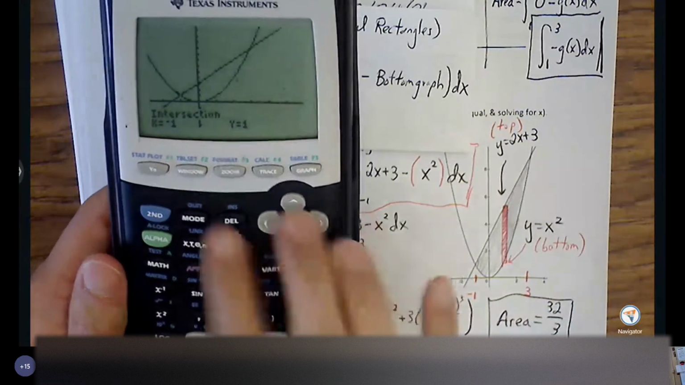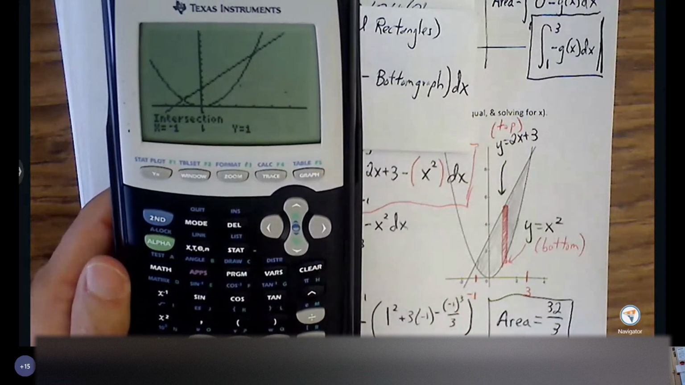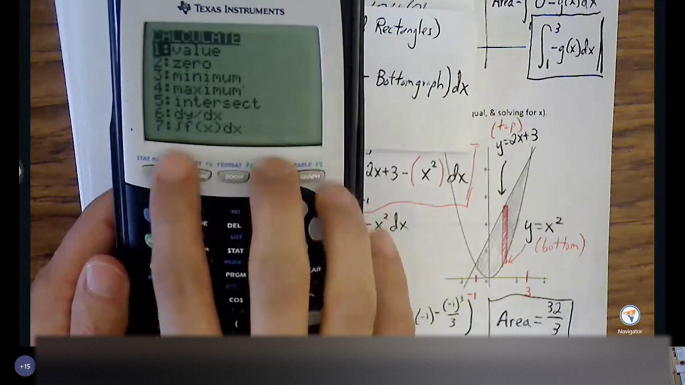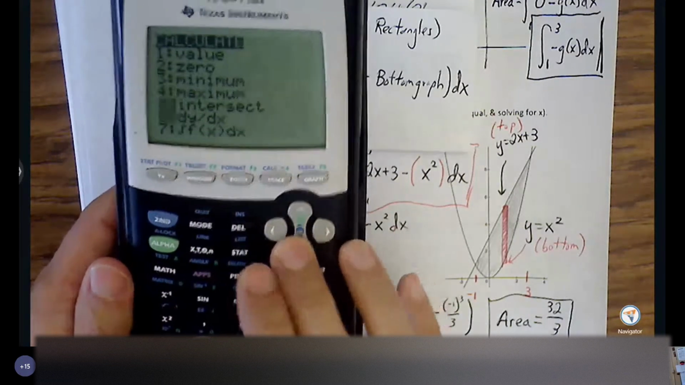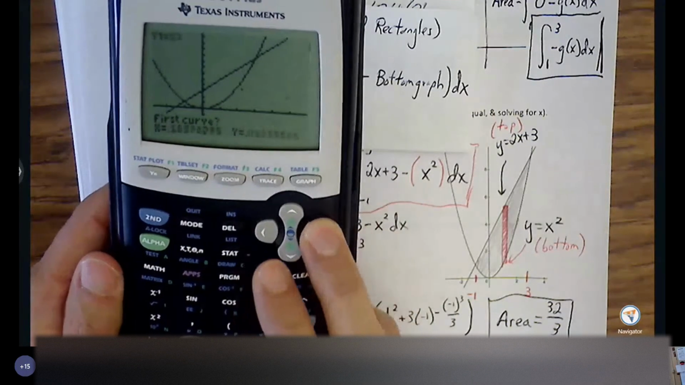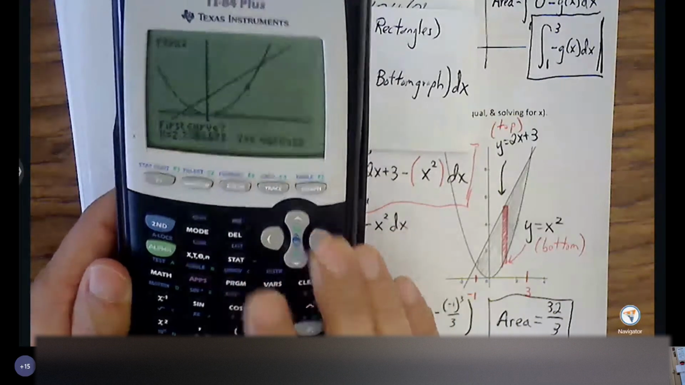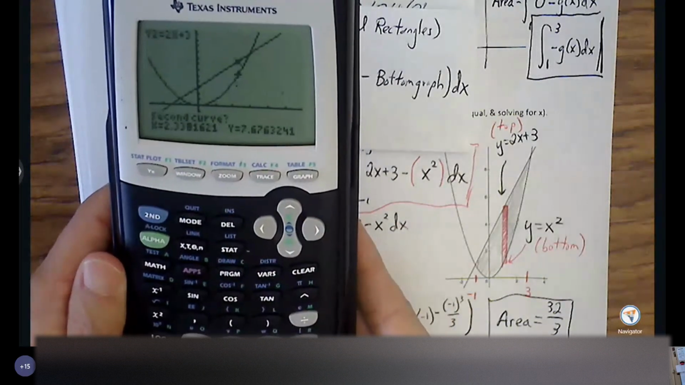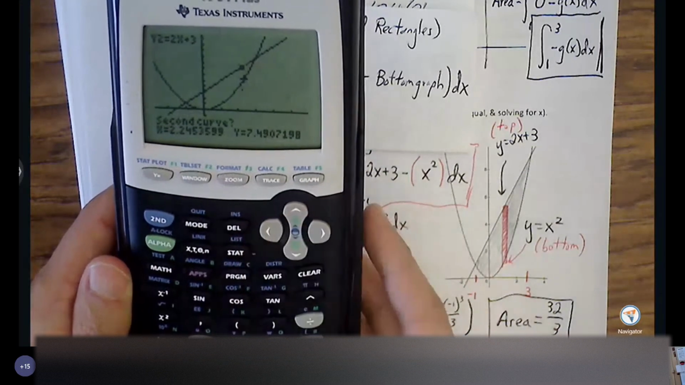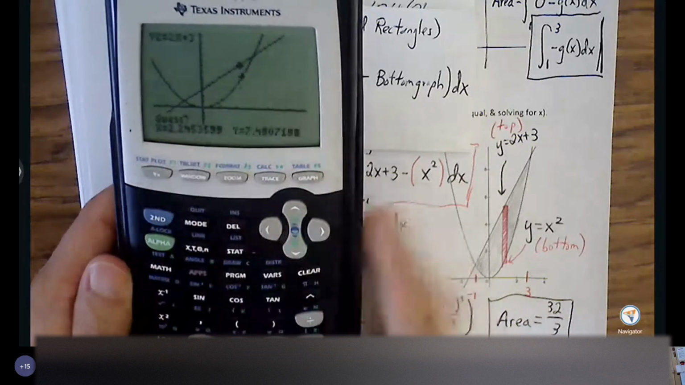Okay, let's practice finding the intersection at the other end of this region. So do second trace, intersect again. You're going to scroll your cursor to a point that is close to the intersection. Hit enter. It's going to ask for a second graph. It should be blinking at the other graph. Hit enter again. And then when we enter a third time, it's going to find that intersection for you.